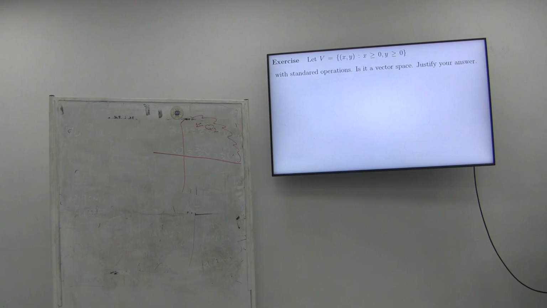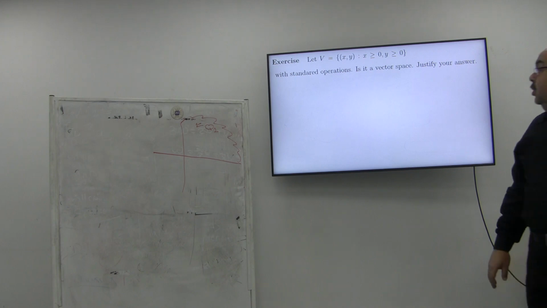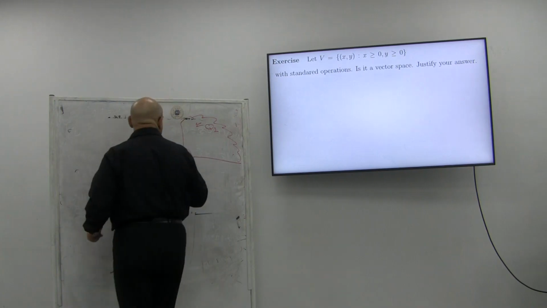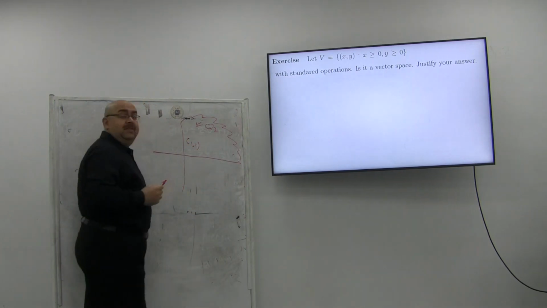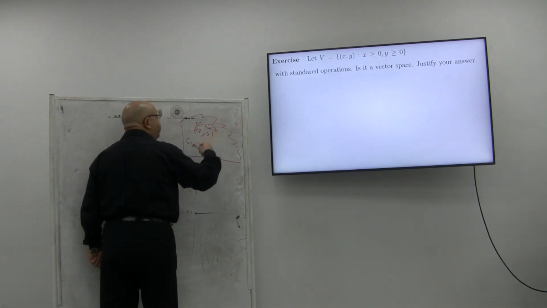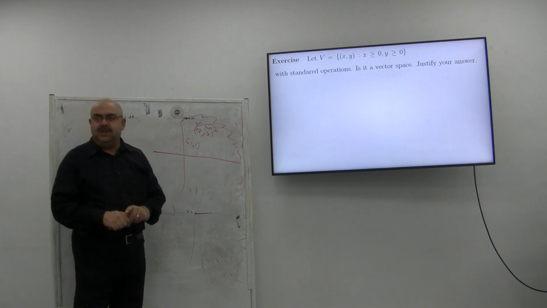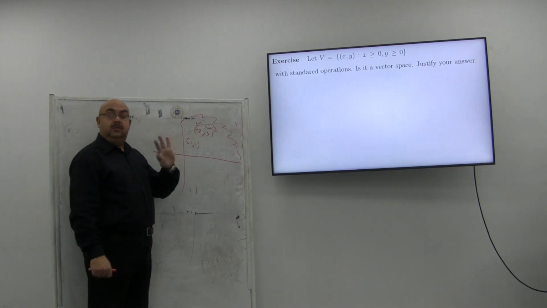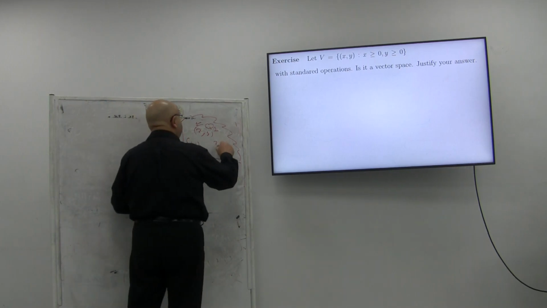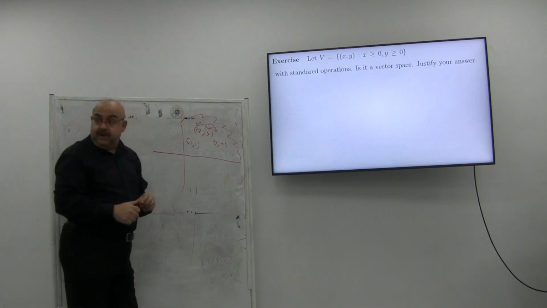Does it represent a vector space? Let's think together. Let's take a point that belongs to this set, let's say 1, 1. And I will take another point, which is 2 and 3. If you add them together, what's the result going to be? 1 plus 2 and 1 plus 3. The result belongs to this set, am I right?